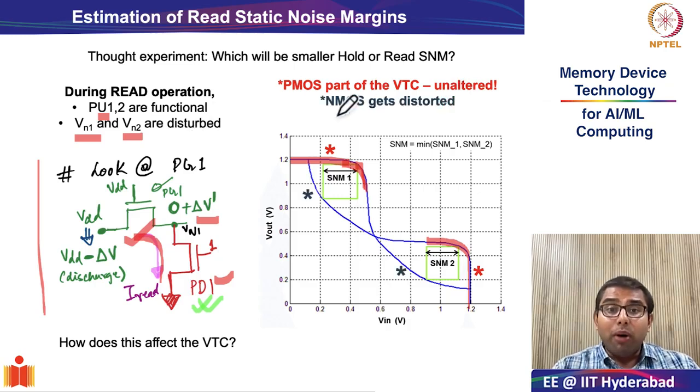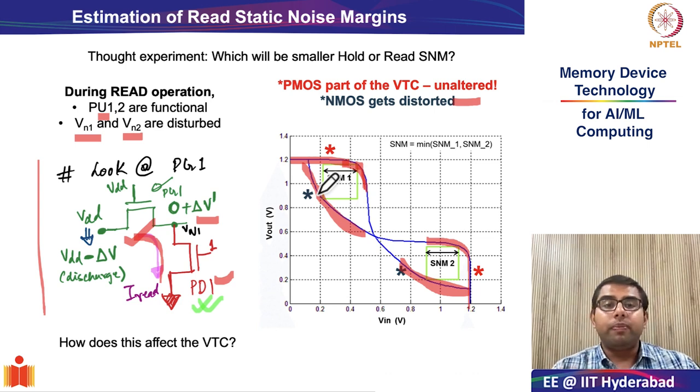However, the NMOS part will get distorted. Why? Because there is a significant flow of current which happens from the NMOS. So as you can see, for inverter 1, the NMOS is getting distorted, and even for inverter 2, the NMOS characteristics are becoming less sharp and getting distorted.